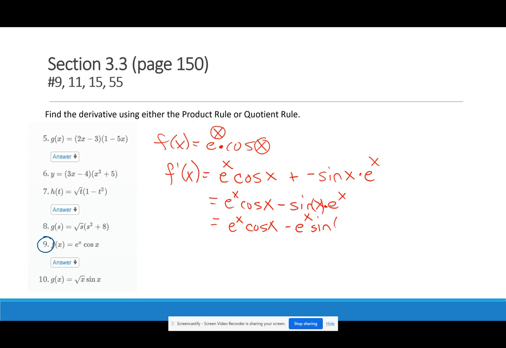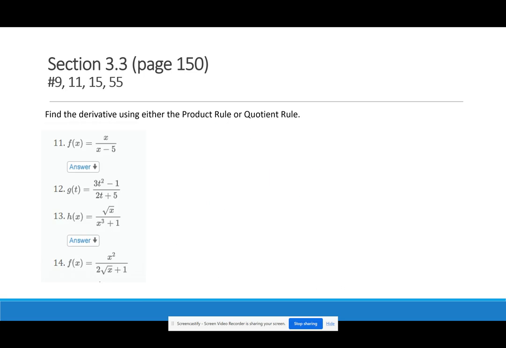So I think this cleans it up a little bit for people to put the e to the x first, and that's okay, or you could factor out the e to the x, but cosine x minus sine x doesn't wind up having an identity that you could use to make that any more simple. And that's all there is to it. All right, let's go ahead and take a look at question number 11, because it's a quotient rule.